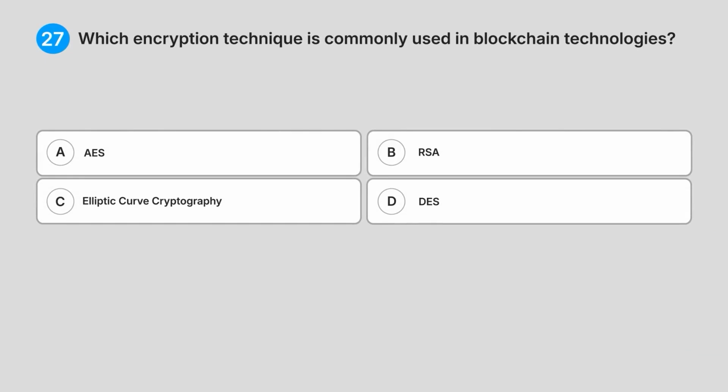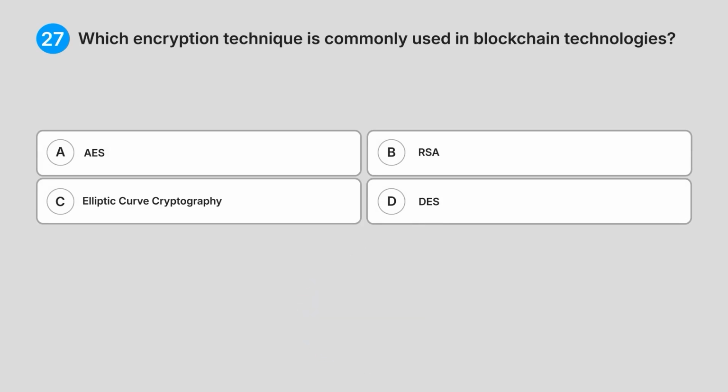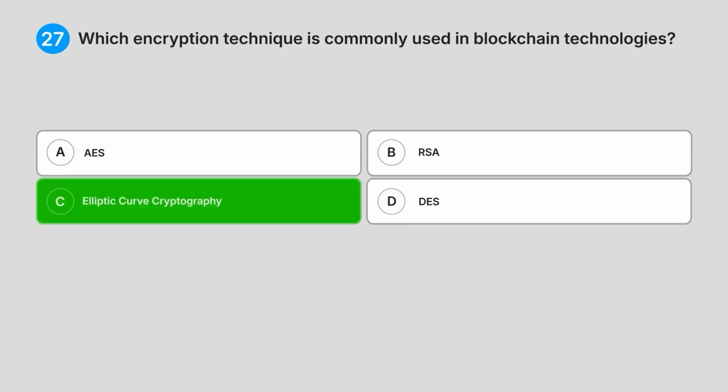27. Which encryption technique is commonly used in blockchain technologies? A. AES, B. RSA, C. Elliptic curve cryptography, D. DES. Can you guess the answer? Correct answer, C. Elliptic curve cryptography.